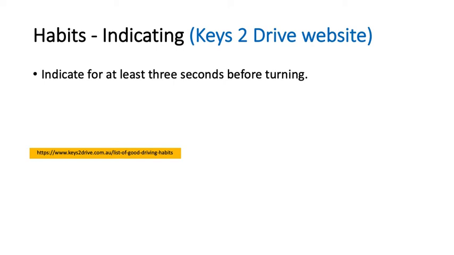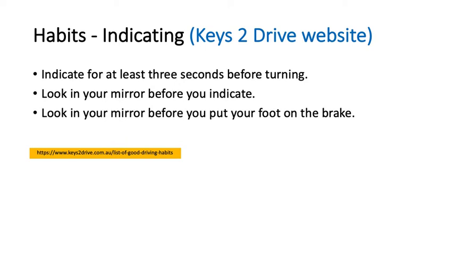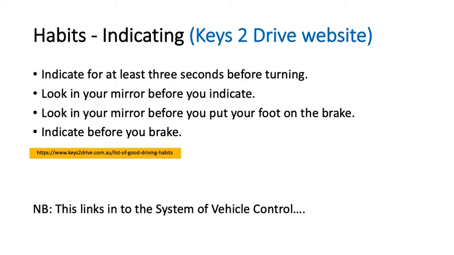Indicating. Indicate for at least 3 seconds before turning. Look in your mirror before you indicate. Look in your mirror before you put your foot on the brake, and indicate before you brake. Now, with these 4 dot points, on the first dot point, I referenced the last slide from QSafe, so we've already addressed that issue. Look in your mirror before you indicate, look in your mirror before you put your foot on the brake, and indicate before you brake. People might be wondering what that actually means. We need to put that into context. This links into what is called the system of vehicle control.